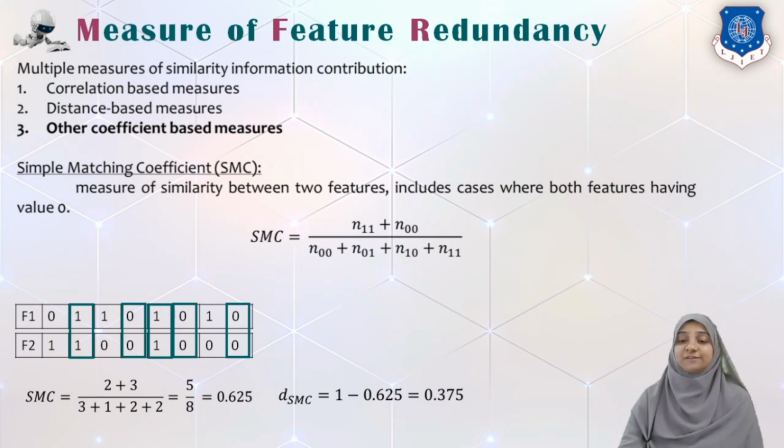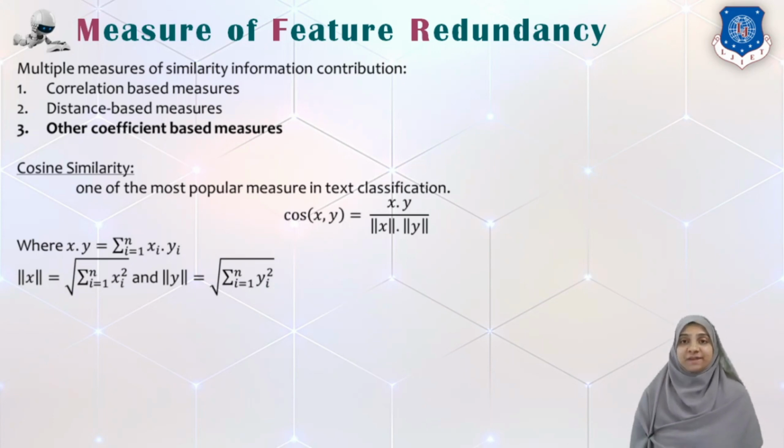That is, these two features are 62.5% similar. And the amount of dissimilar information they contain is D of SMC, which is 1 minus SMC. So 1 minus 0.625 gives us 0.375. So these two features 1 and 2 contain 37.5% dissimilar or non-redundant information. So again, in this coefficient-based method also, we would have something called a threshold value to identify the set of similar features.